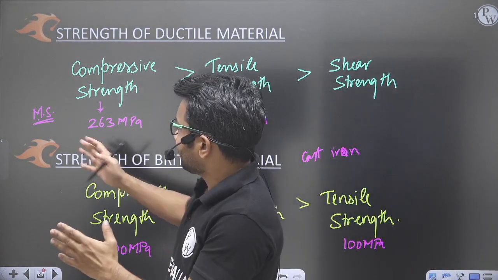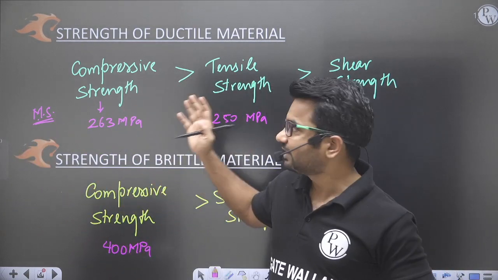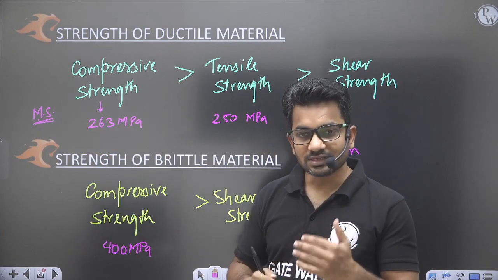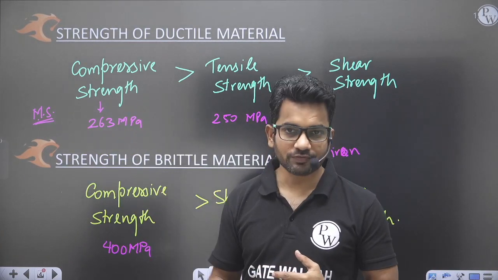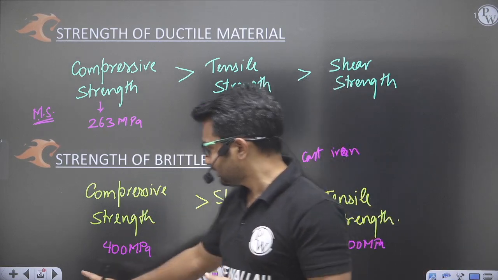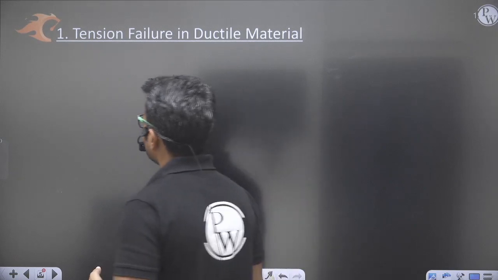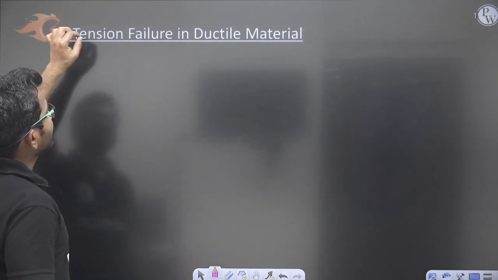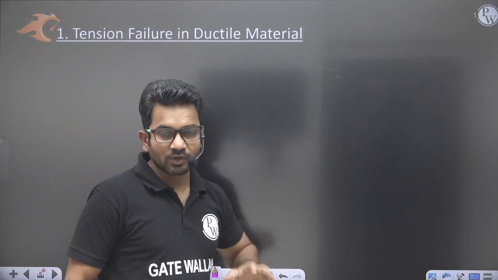Okay, so now we have seen the ratio of strength, or the order of their strengths. Let us see how they will fail when we apply these types of loadings. First of all, let us see tension failure in a ductile material. So I have a ductile material and I will apply gradually applied tension loading.